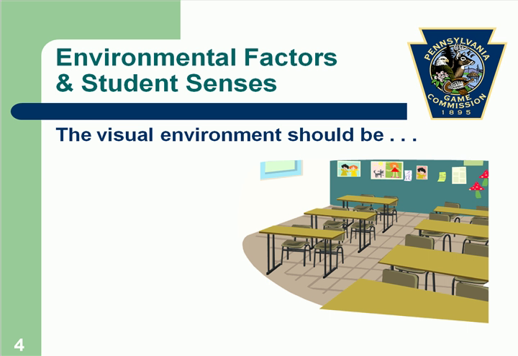The very first thing we'll take a look at is what a student sees, or the visual environment. The visual environment should be attractive, clean, neat, colorful, and pleasing to the eye. Classrooms reflect the personality and capability of the instructor. It also should be functional. The visual environment should also teach or reinforce skills or concepts.